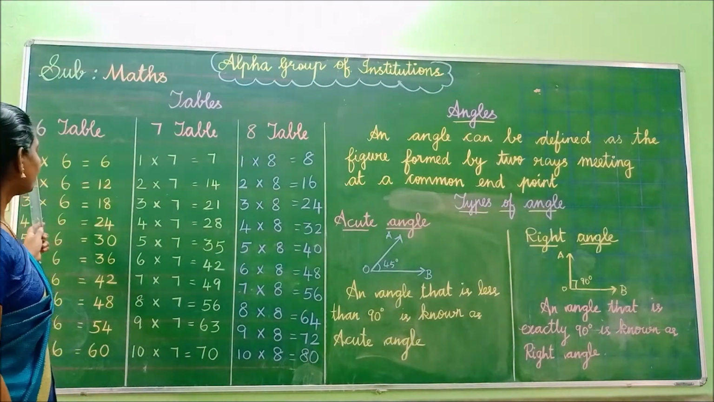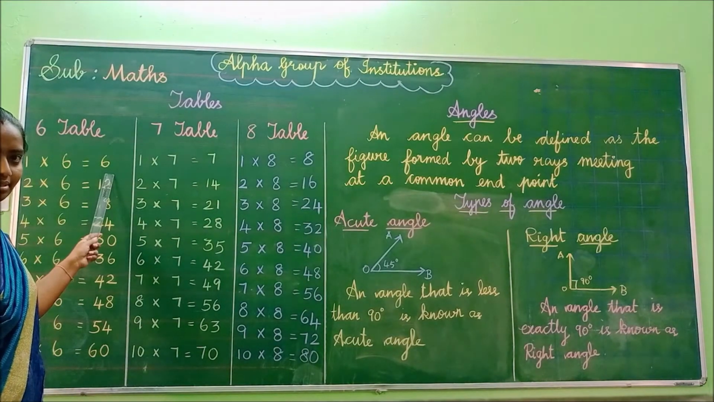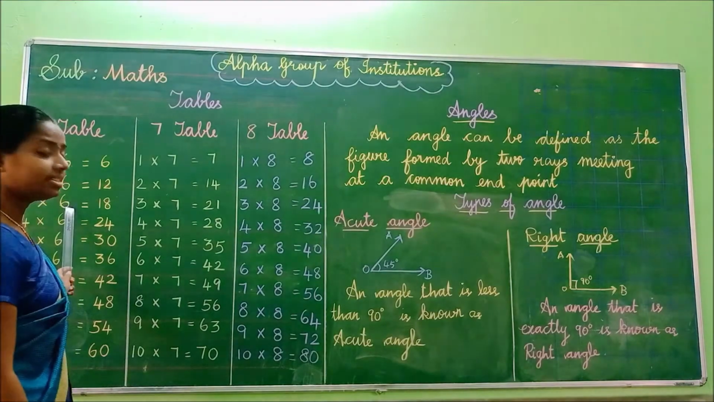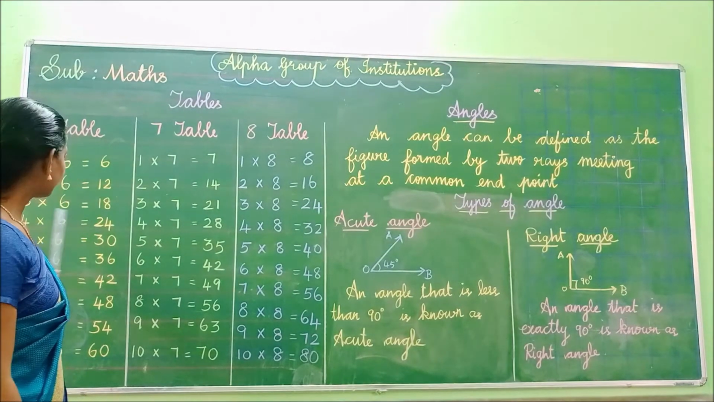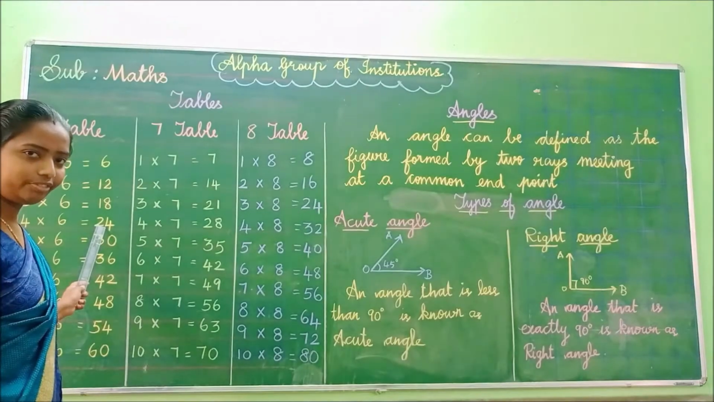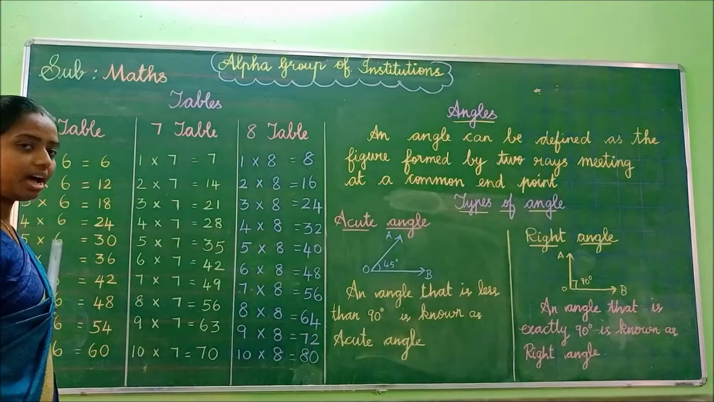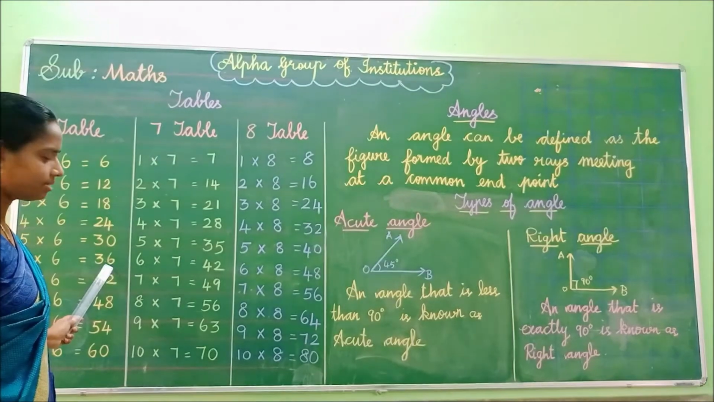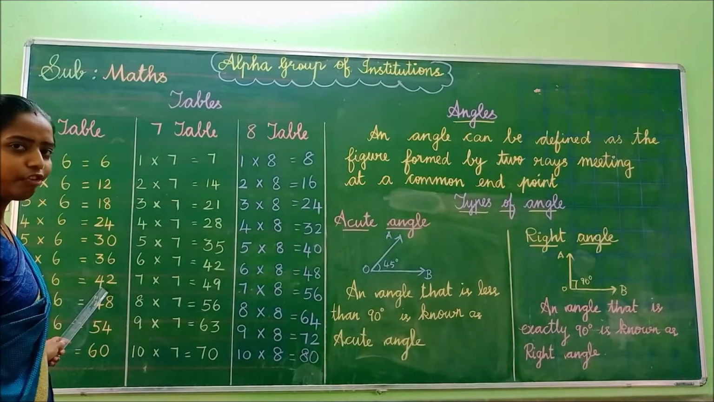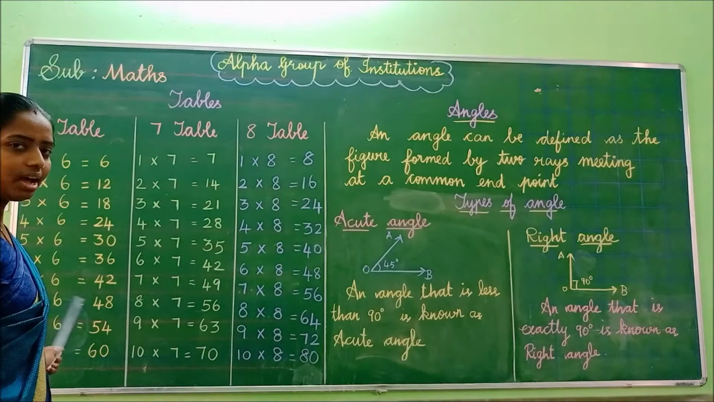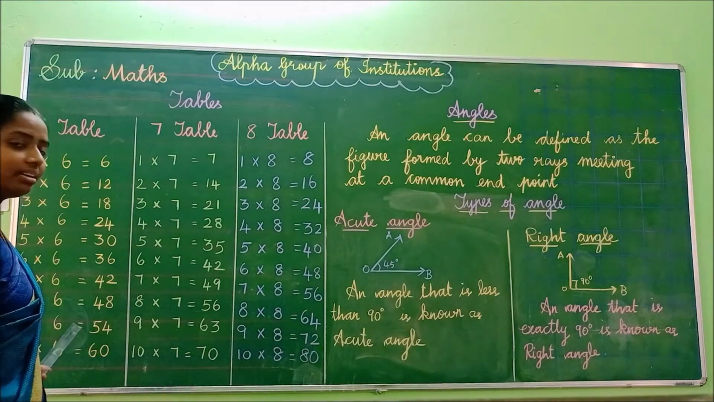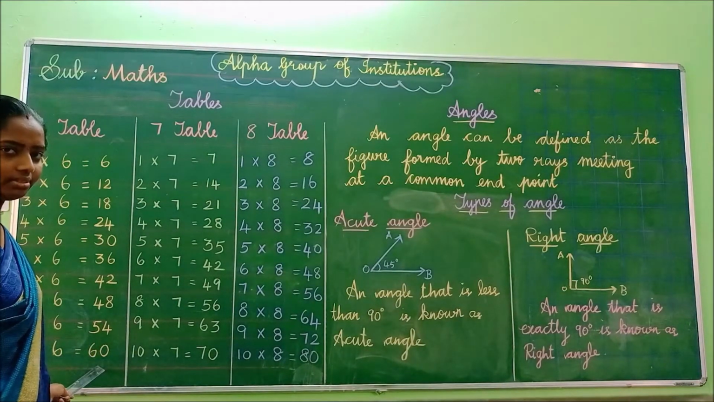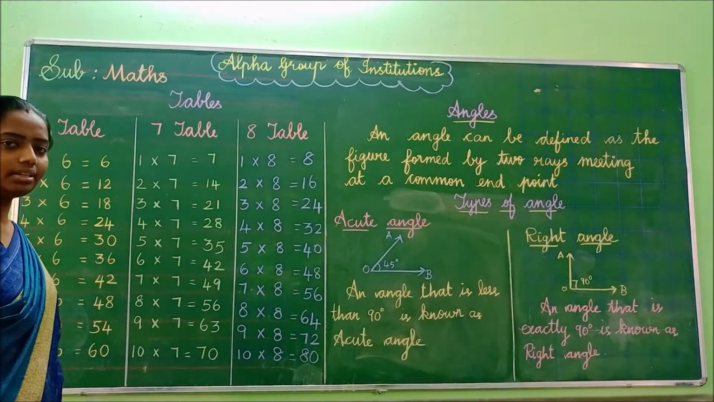Okay, children. See, 1 6 are 6. 2 6 are 12. 3 6 are 18. 4 6 are 24. 5 6 are 30. 6 6 are 36. 7 6 are 42. 8 6 are 48. 9 6 are 54. 10 6 are 60. Okay, shall we repeat the 6 table, children?